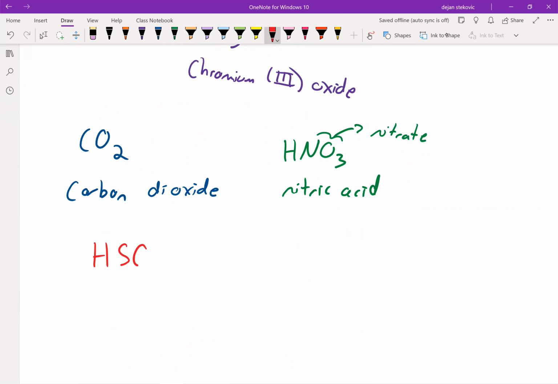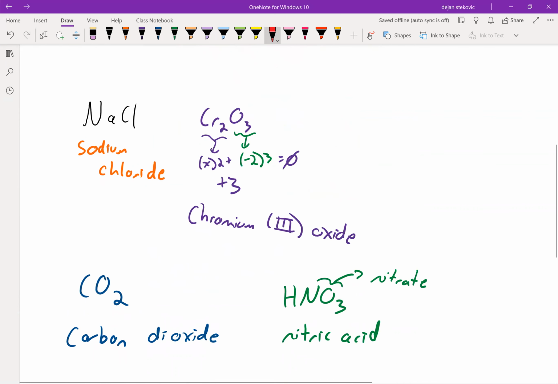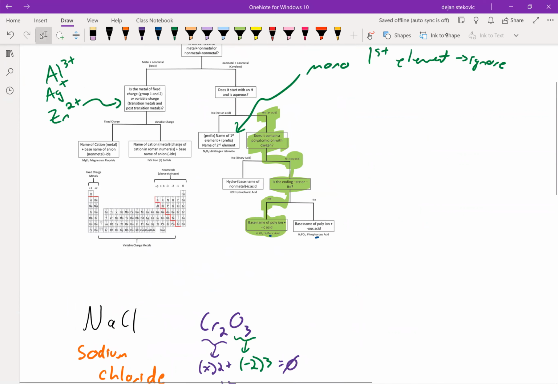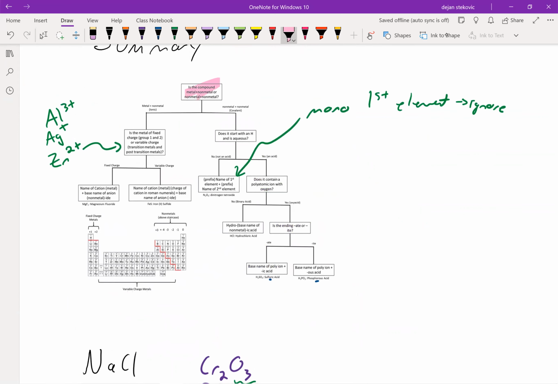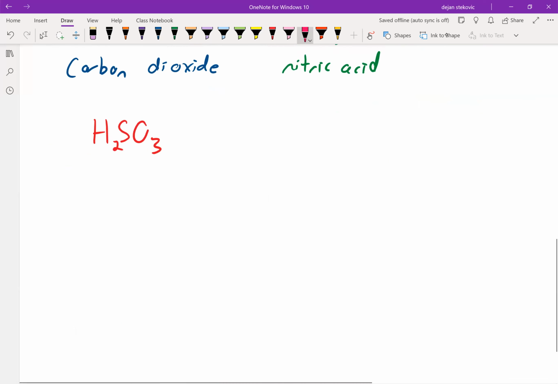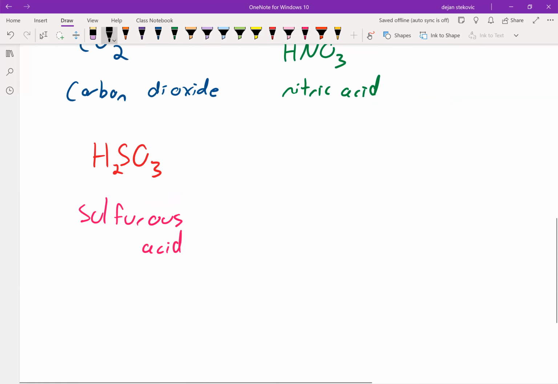Let's take a look at HSO3. That's my bad. H2SO3. Again, we've got covalent compounds. Yes, it does indeed start with an H. Does it have a polyatomic ion? Yes, indeed it does. Does it have an ate or an ite ending? It has the ite ending. So we need the base name of the polyatomic ion plus an "ous" and then acid. Note that, of course, in the case of the sulfate and sulfite, we add an "ur". So this would then change to sulfurous acid, very angry acid. Actually, it's not that bad of an acid.